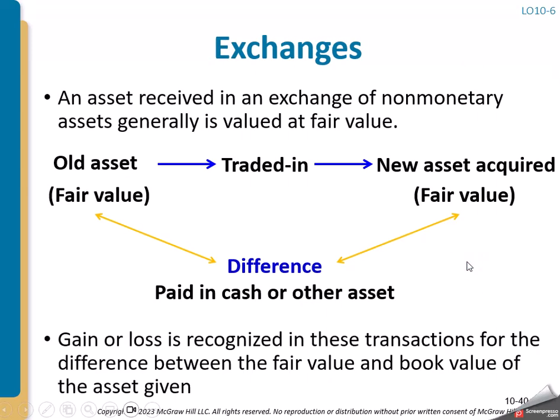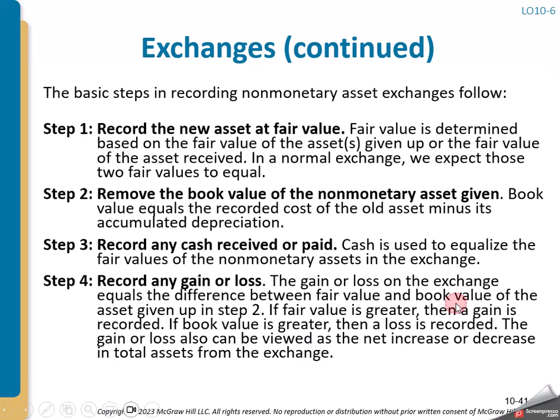We could trade in an old asset when we purchase another, and then normally there's going to be a difference that we pay in cash. So if that happens, we just have to map it out. What is the book value of the old asset we're trading in? What's the fair value of the new asset? How much cash do we pay? And then if there's a difference, it'll either be a gain or loss.